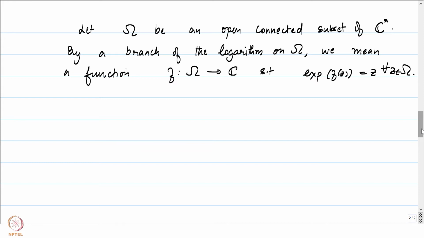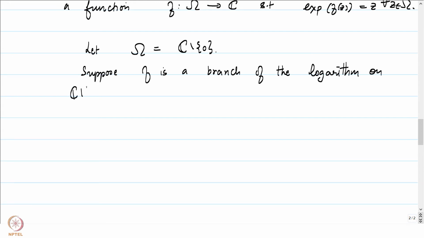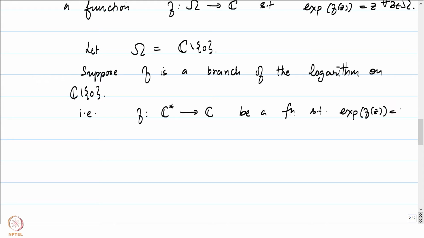For example, omega could be just the punctured plane. Let's see what happens when omega is the punctured plane. Let omega be equal to C minus 0, and suppose f is a branch of the logarithm on C minus 0, i.e. f is a function from C star to C such that e to the power f of z is equal to z.